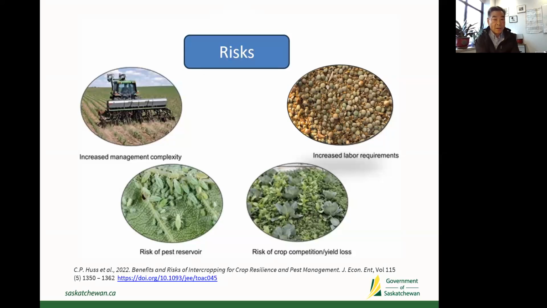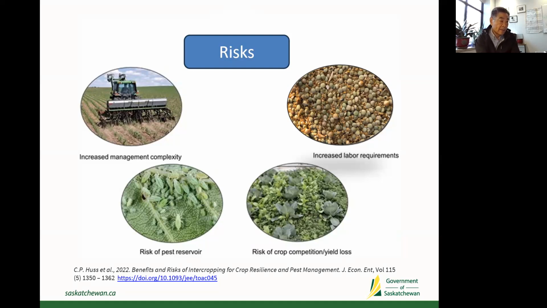It's not really 1 + 1 equal to 2. Sometimes the complexity is more than 1. And the second is increased labor requirement. You need to do the seed mixing, and sometimes you need to seed 2 passes. And after the harvest, you also need to separate, which costs money or labor.